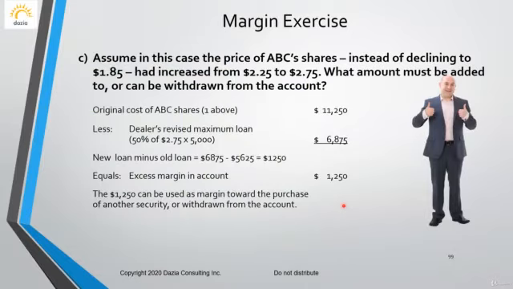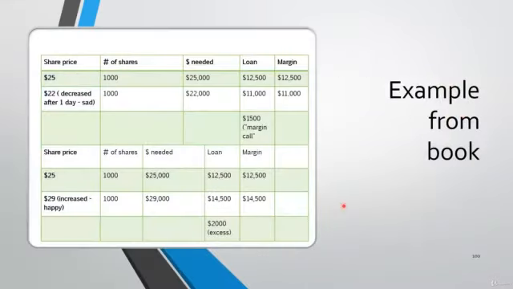Based on this example, let's take a look at the example from the CSC book, the Canadian Securities book. This is what they gave there. $25 is the share price, there are 1,000 shares. You multiply it together, you get $25,000, which is how much you need for the investment. The company will give you a 50% loan because obviously this is higher than $2. So 12,500, 12,500, that's half of this amount.